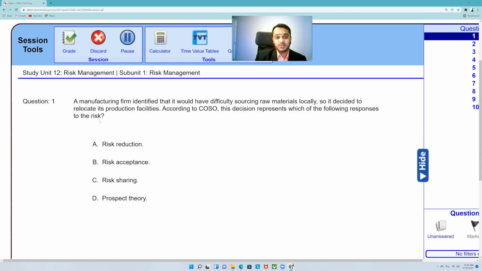Now, what can be the response to the risk in here? Is it risk reduction? Is it risk acceptance? Is it risk sharing, or prospect theory? Prospect theory is something not at all relevant to this particular question. So I have changed from one place to another place just because I can get my raw materials sourced properly and in a timely manner. So that should be risk acceptance.